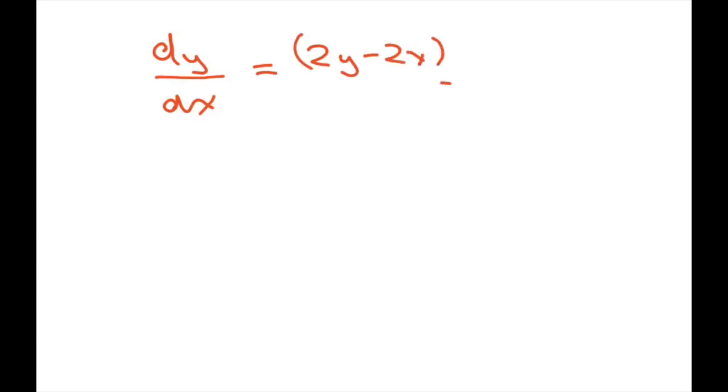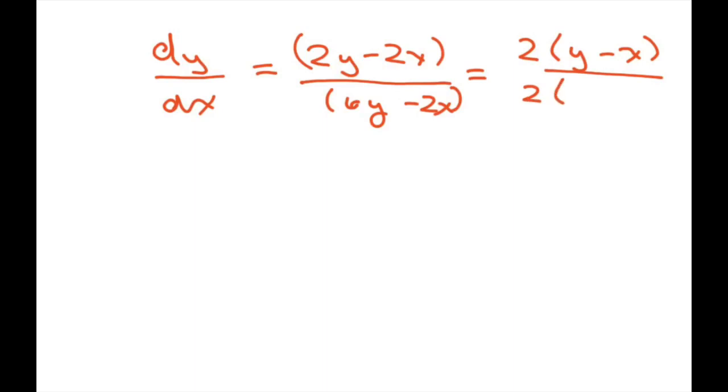So what we get is derivative of y with respect to x equals 2y minus 2x divided by 6y minus 2x, and if I factor out a 2, I'm going to get 2 times y minus x, and I'll put a 2 here, and you're going to get 3y minus x. So the 2's cancel, so your final answer would be y minus x divided by 3y minus x. And that's your final answer.